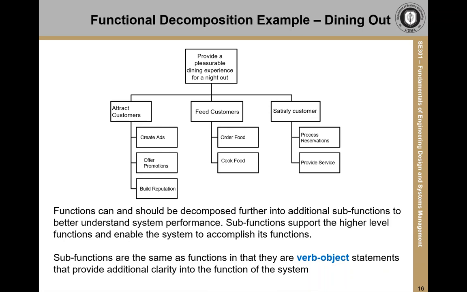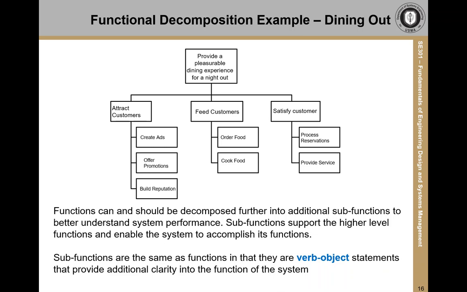And then our third function, satisfying the customers. We have to process reservations. If it's a nice restaurant for a nice dining out, I probably need to have a reservation. So we have to have a way to process reservations, whether it be a hostess that answers the phone, or an app like OpenTable, for example. Those are all different ways we can process reservations.